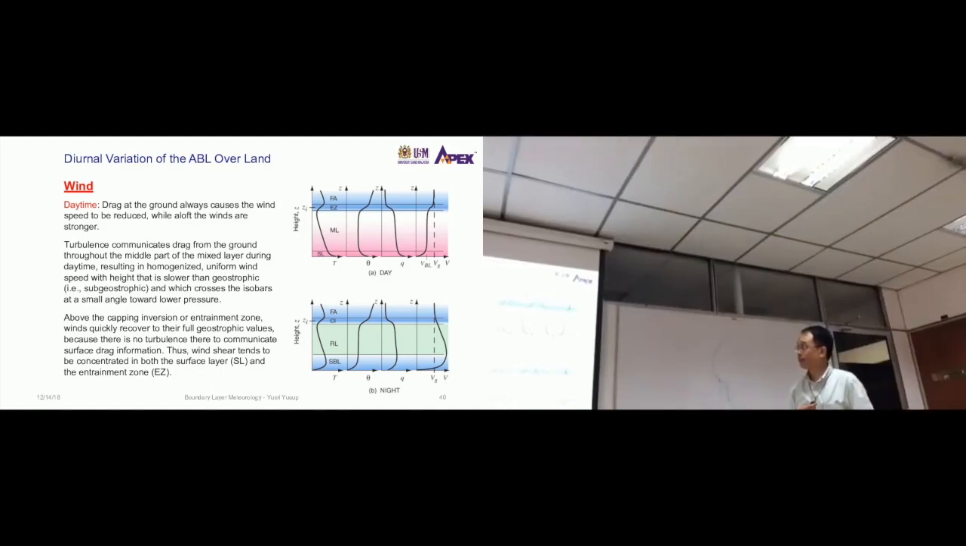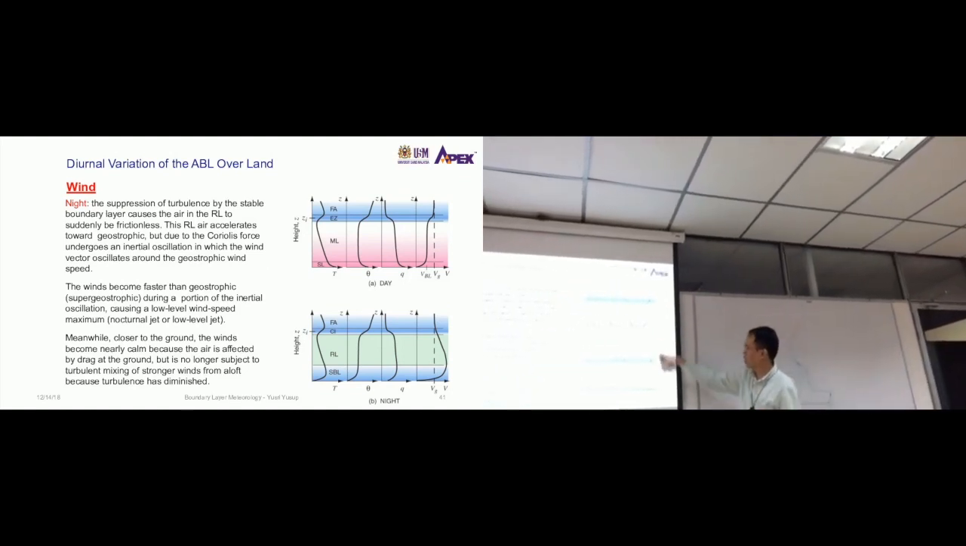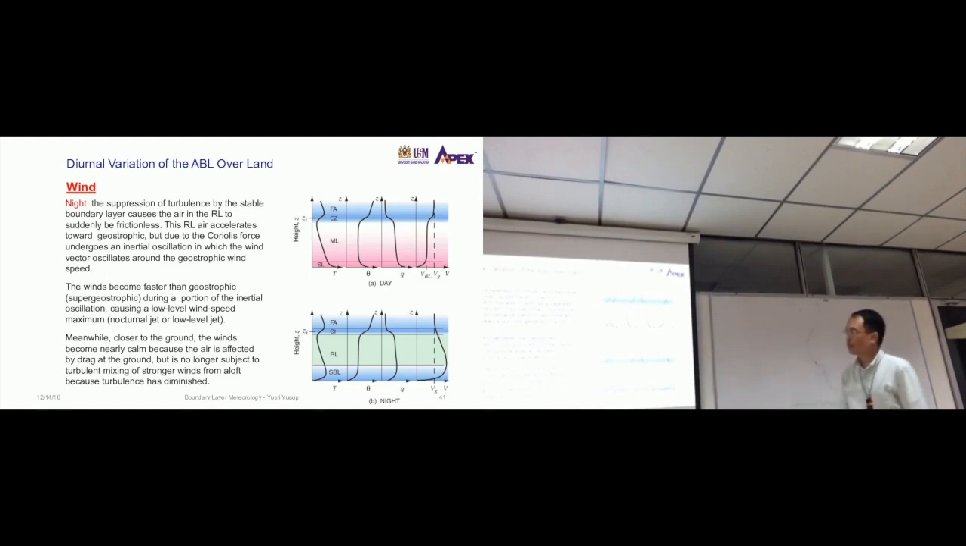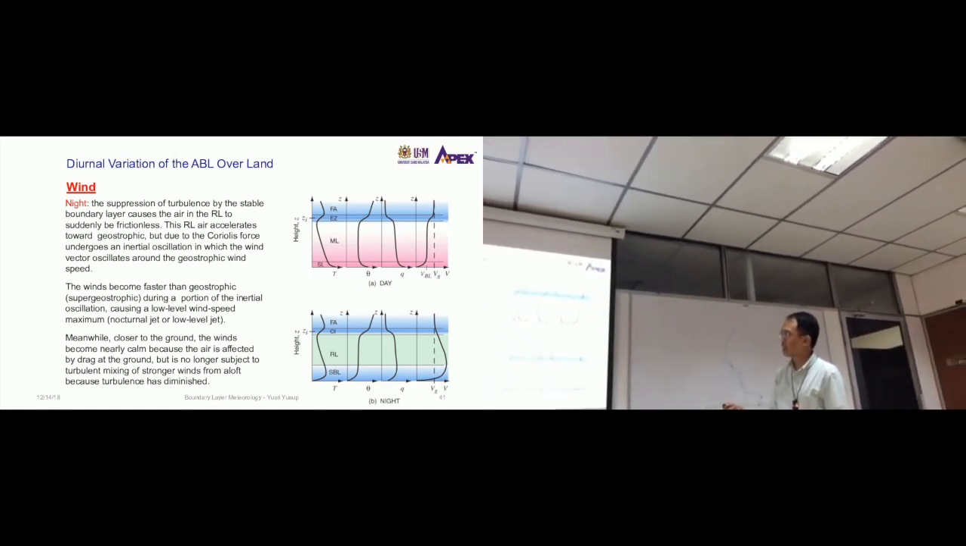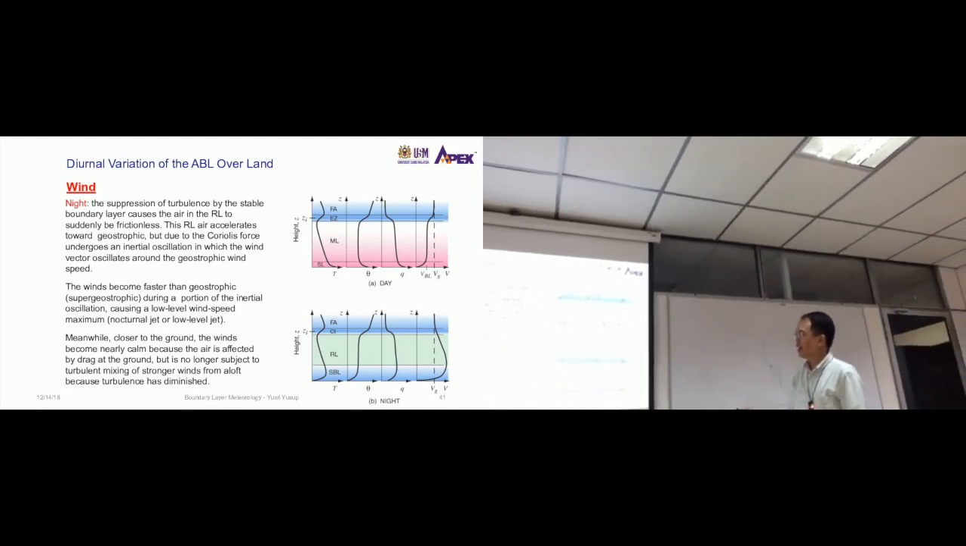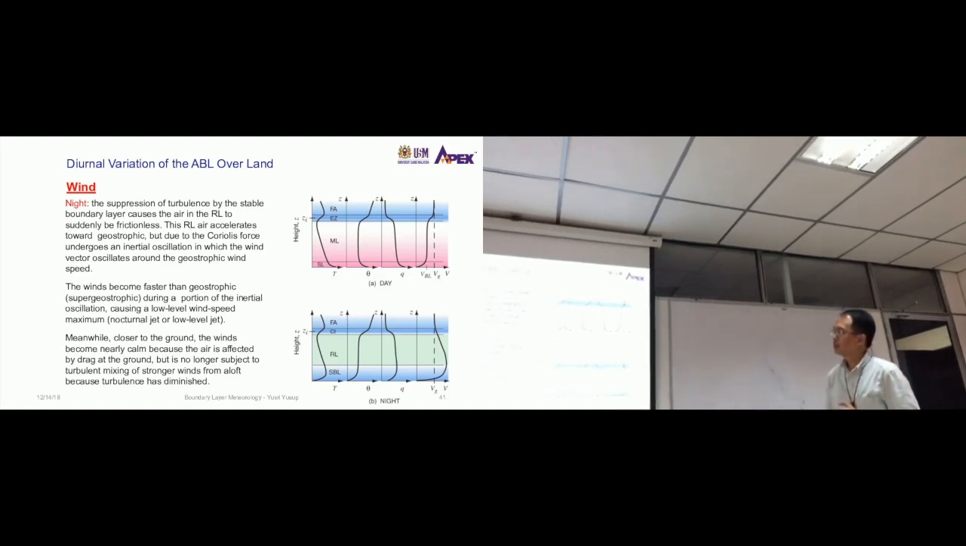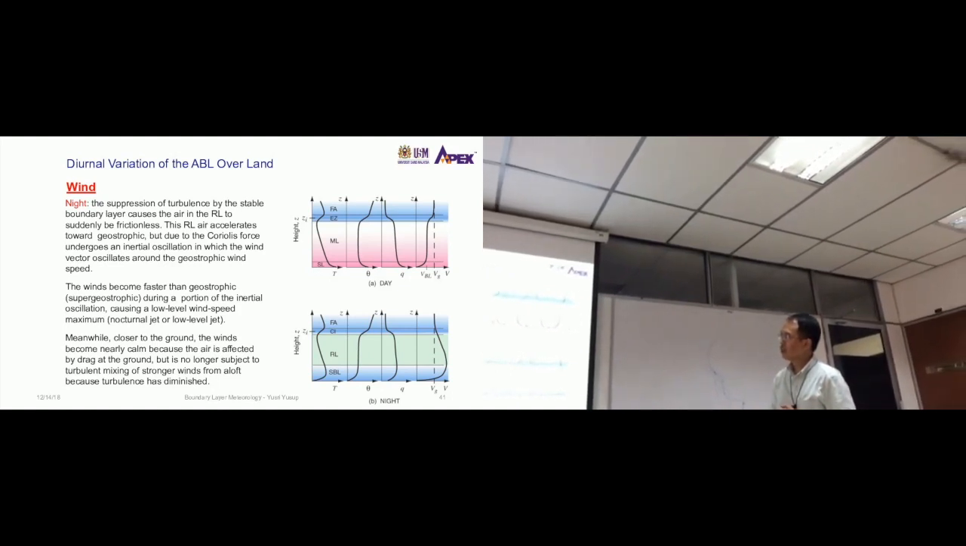Now we go to nighttime. So at night, you can compare between daytime and nighttime. The suppression of turbulence by the stable boundary layer causes the air in the residual layer to suddenly be frictionless. So where's the residual layer? Here. This residual layer air accelerates towards geostrophic, but due to the Coriolis force, because of the spinning, it undergoes an inertial oscillation in which the wind vector oscillates around the geostrophic wind.